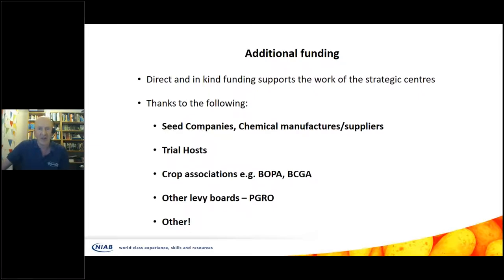It's not just AHDB, they play a very important part, funding a lot of the work, but there's also contribution from the seed companies, the chemical manufacturers and suppliers. The host farmers put a lot of work in, and the steering groups also contribute a huge amount of their knowledge and pushing the program forward, both from BCGA, the ones I deal with mainly, and other levy boards such as PGRO.